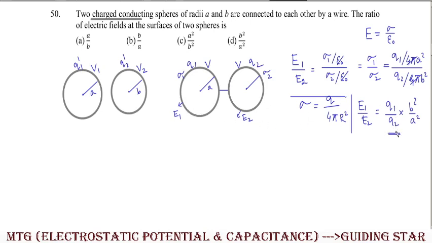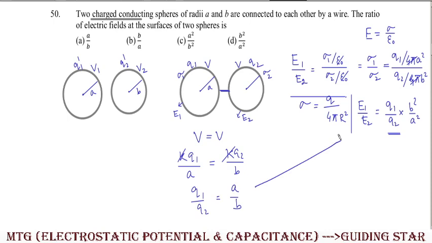How can you find the ratio of q1 and q2? If we look at this figure, the potentials of both the spheres will remain constant. So what will be the potential of this particular sphere? ये वाला जो sphere इसका potential कितना होगा? It will be k q1 divided by radius a, and the potential of the right sphere will be k q2 divided by b. So k got cancelled. So q1 upon q2 will be equal to a by b.